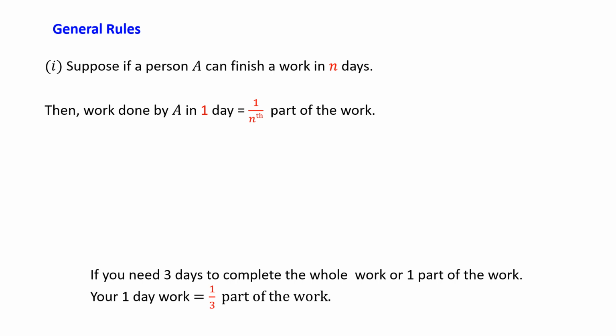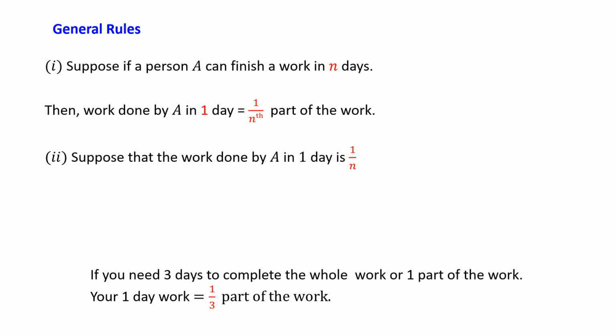Those of you who are not understanding that last line, say for example, you can do a work in 2 days. In 2 days you can complete 100% of that work. That means in one day you can complete 50% of that work, that means 1 by 2 part of the whole work. That's how it actually goes. So if you need 3 days to complete the whole work, your one day work is 1 by 3 part of the whole work. Keep this in mind, as I'm going to use this criterion all over the lecture.